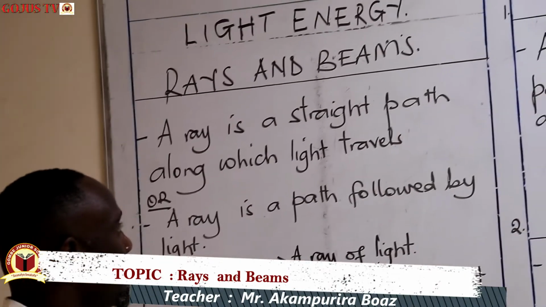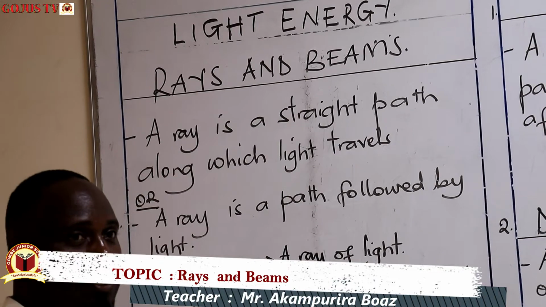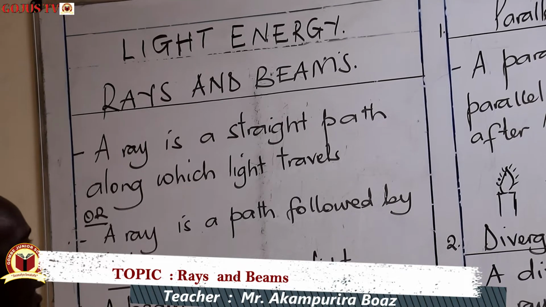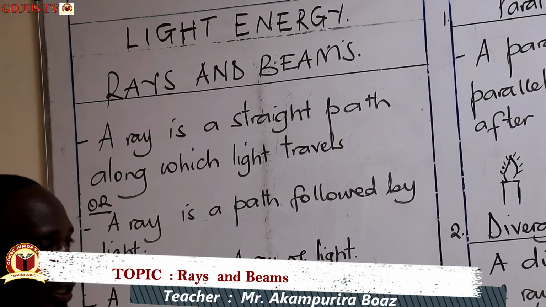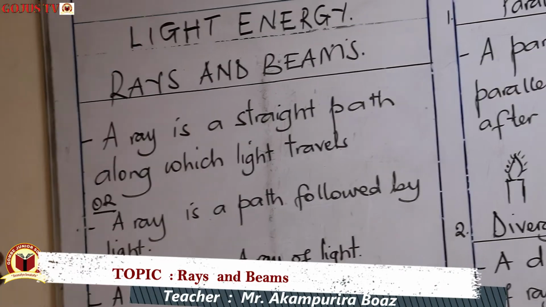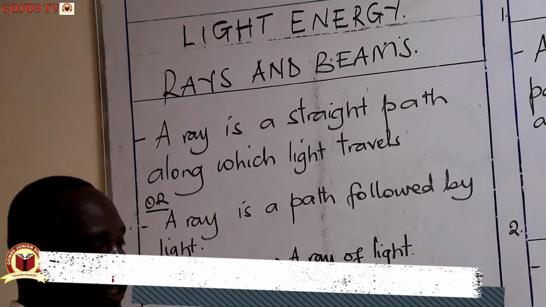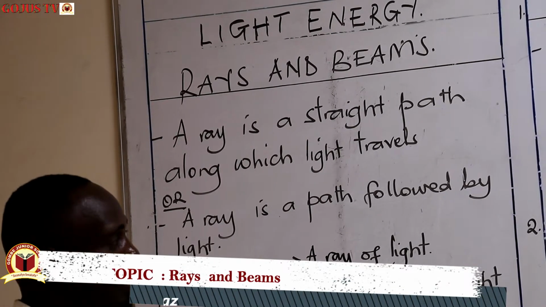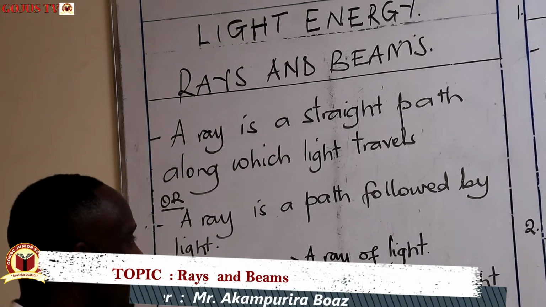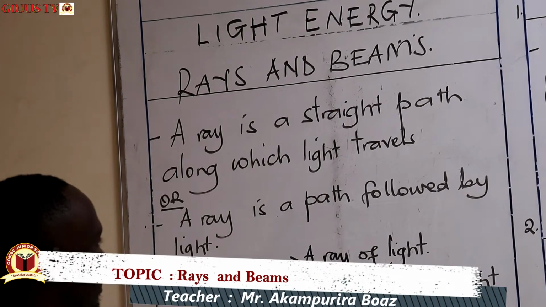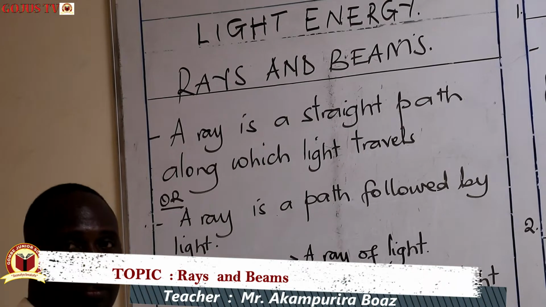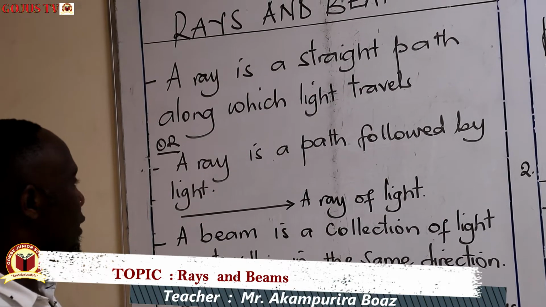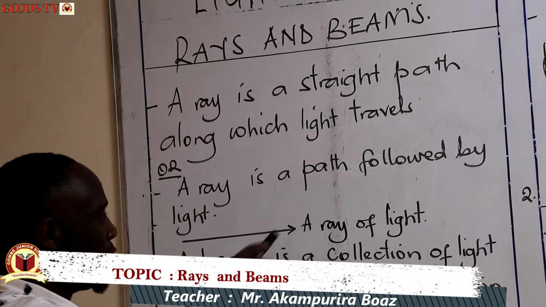A ray is a straight path along which light travels. You can as well define a ray as a path followed by light. Dear candidates, when we're dealing with light energy, ensure that a ruler is part of your life, because we draw these rays using rulers strictly and not free hands. So we have a diagram here that is illustrating a ray of light, and you can see that it is straight. You draw a line and put an arrowhead.